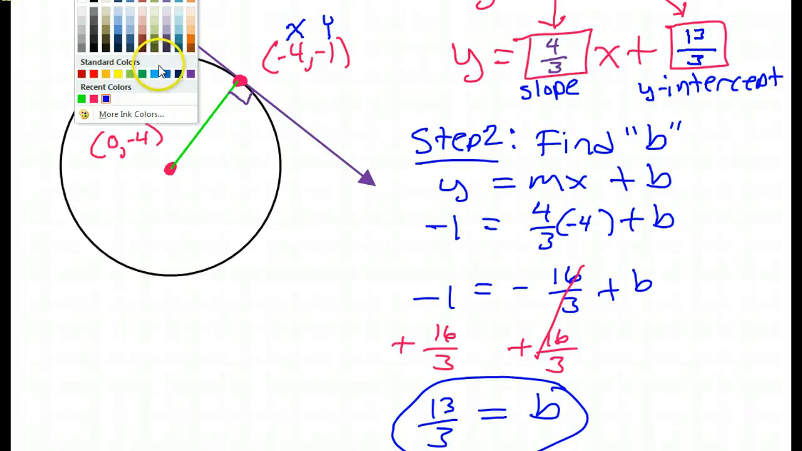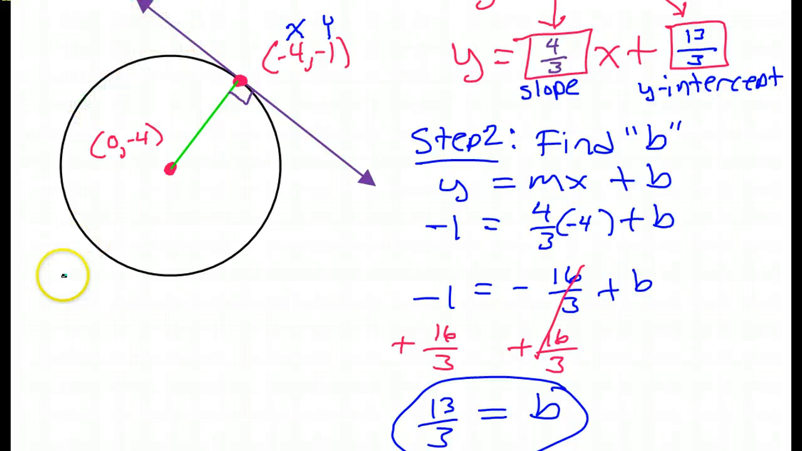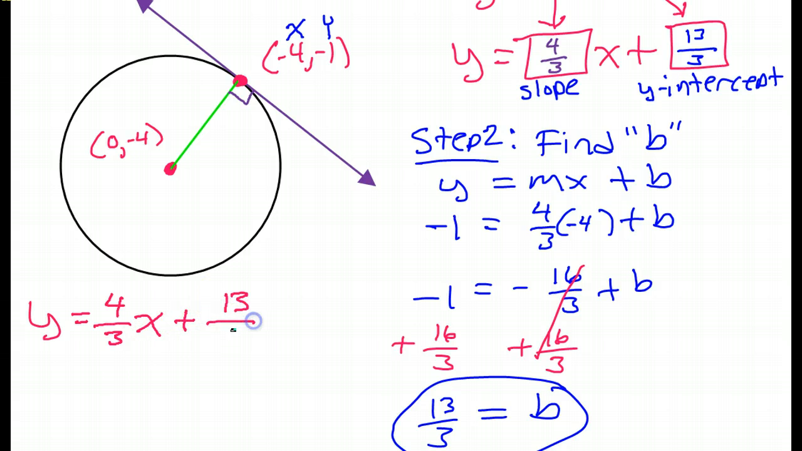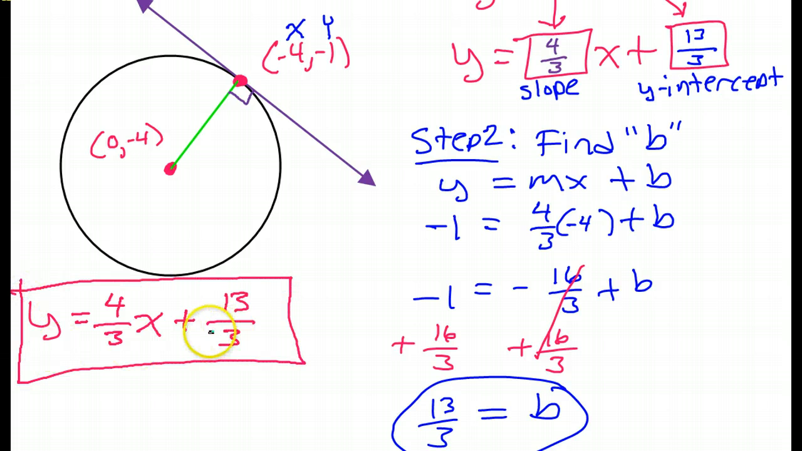Putting it all together, the final answer is y equals 4/3x plus 13/3. Okay, that is the equation of the line that's tangent to the circle at this point.